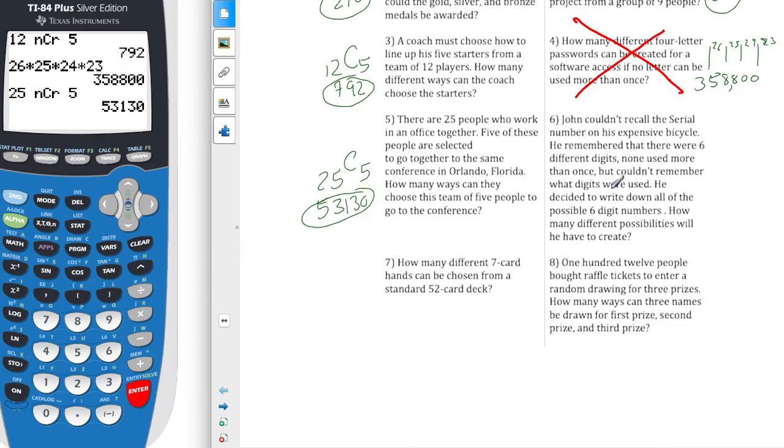For number 6, John couldn't recall the serial number for his expensive bike. Oh, John. He remembered that there were 6 different digits, none used more than once, but he couldn't remember what the digits were. He decided to write down all of the possible 6-digit passwords. How many different possibilities will he have to create? So there are 6 different digits. He used none more than once, but he couldn't remember the digits. Right. So the digits are going to be 10.